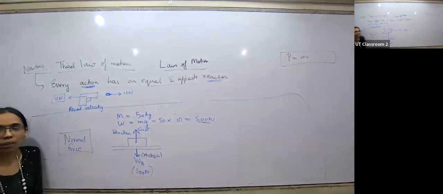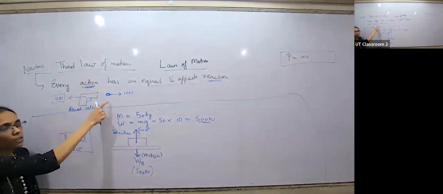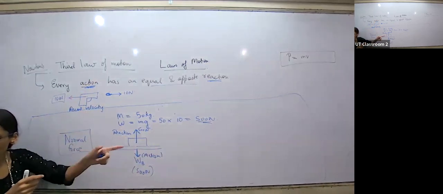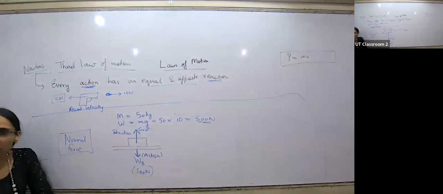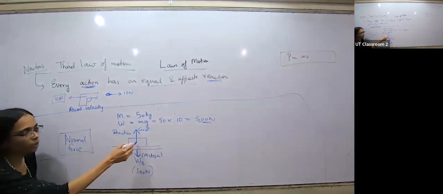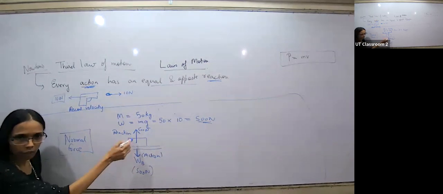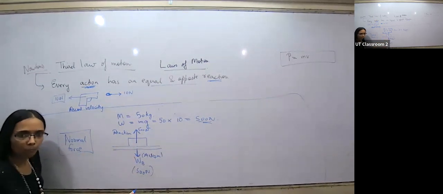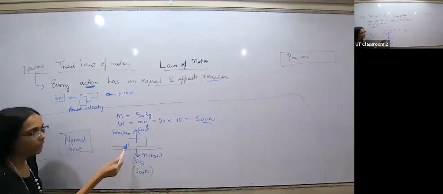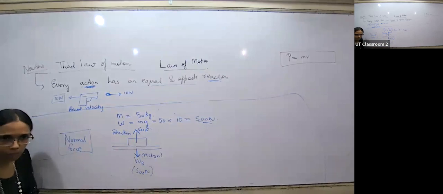So now we have seen two examples of action and reaction. One is the gun: when you shoot, the bullet ejects outwards, but your gun also recoils backward. And this is the action-reaction when you are standing on something and applying force downwards, then the surface is also applying force on you, and that amount is equal and opposite.